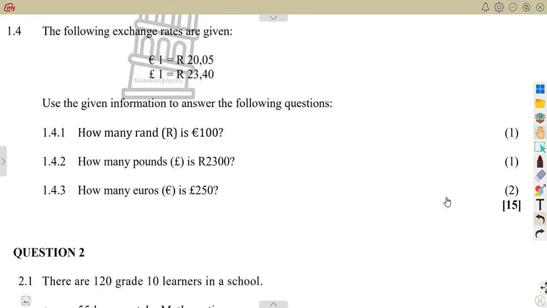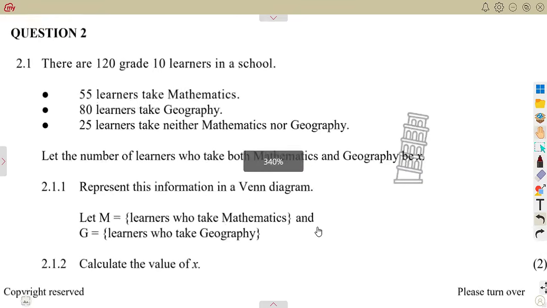All right, let us consider another question, which is question 2, which is probability, as we do understand that this term you were also working with probability. 2.1, there are 120 grade 10 learners in a school. 55 learners take mathematics, 80 take geography. 25 learners take neither mathematics nor geography. They do not take any of these.